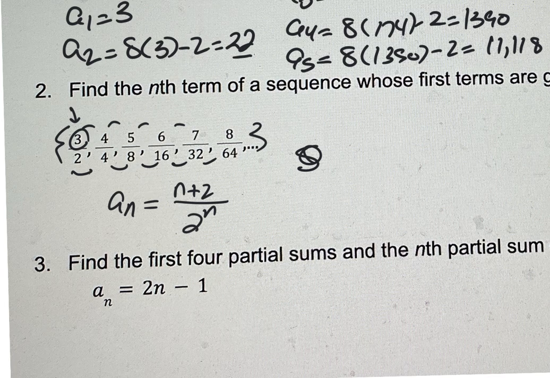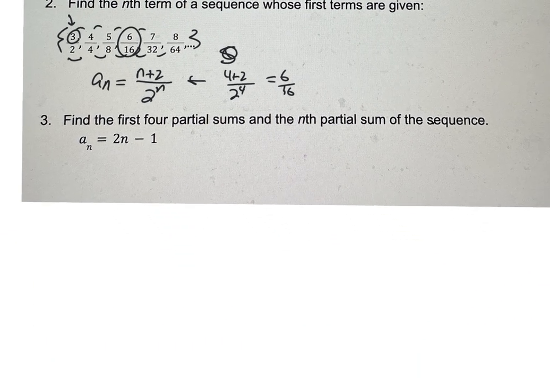Now, if I were you, I would maybe take the fourth term. Okay, think about this. Plug in 4 into your formula. 4 plus 2, that's 6, which looks really good. If I do 2 to the 4th power, that's 16. That's it. Okay, so I know I got it.